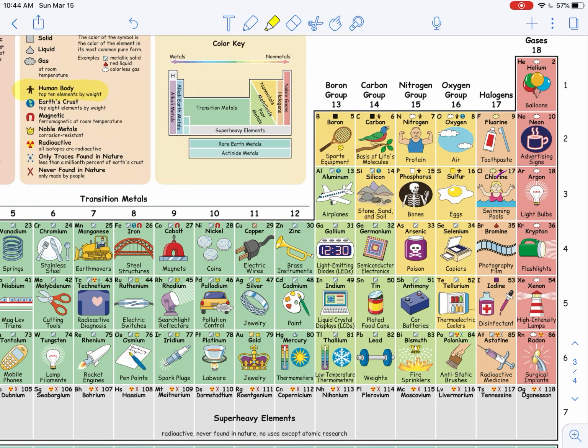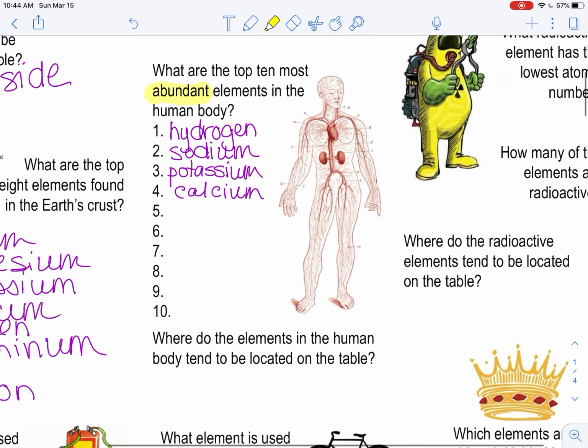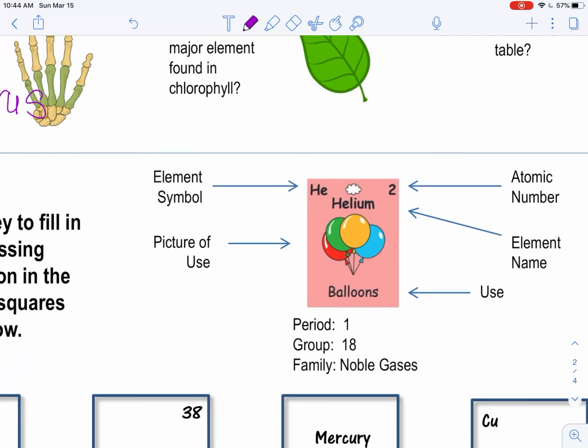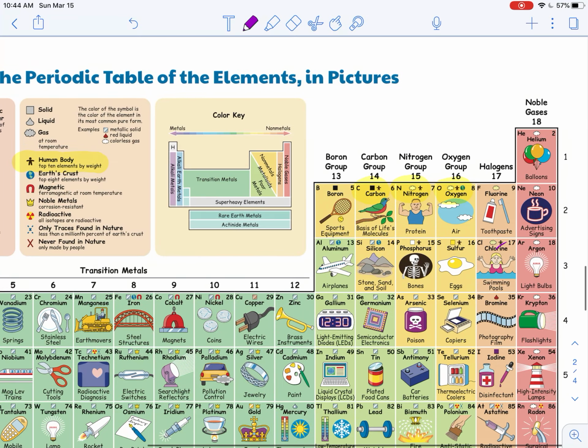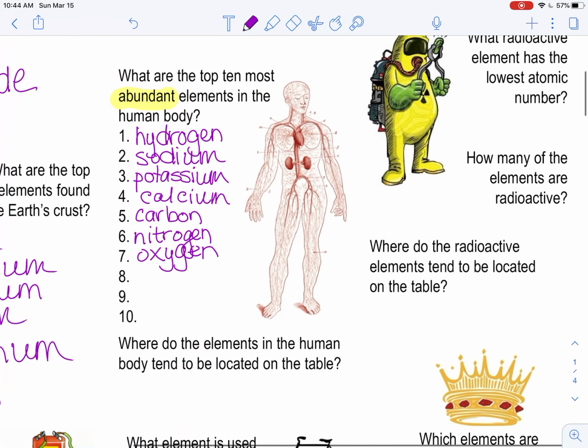All right, looks like there's some more over here. I have carbon, nitrogen, and oxygen. Carbon, nitrogen, and oxygen. And I also have phosphorus, which we said before was in bones, sulfur, and chlorine. And those are my last 3.